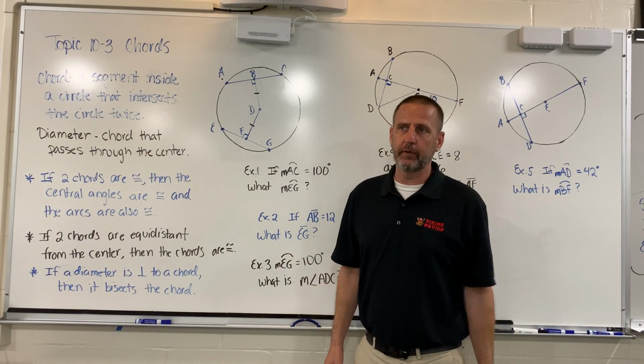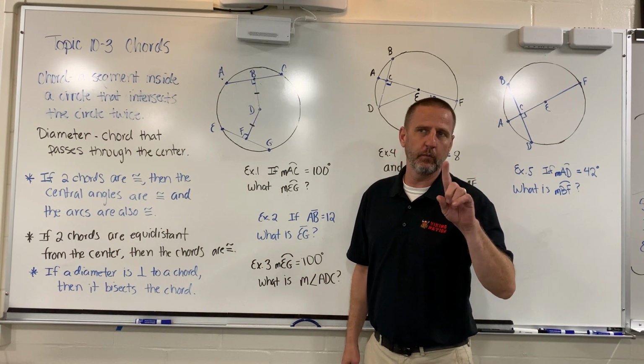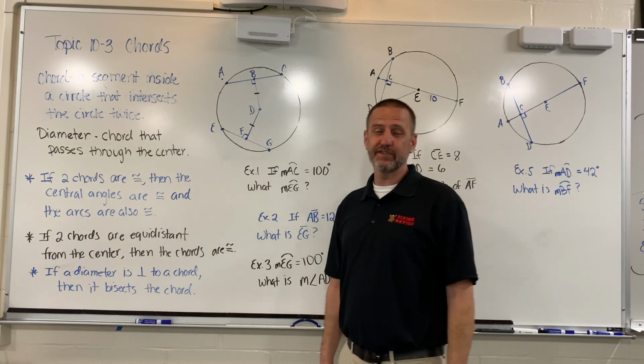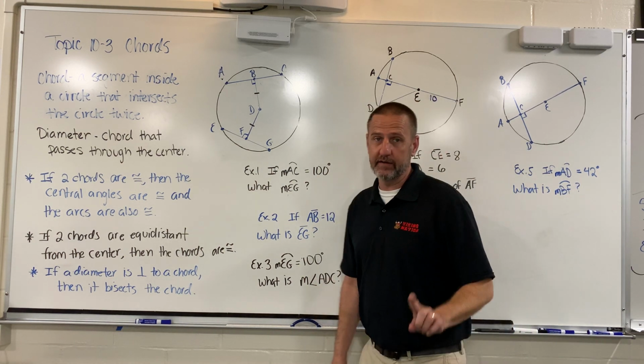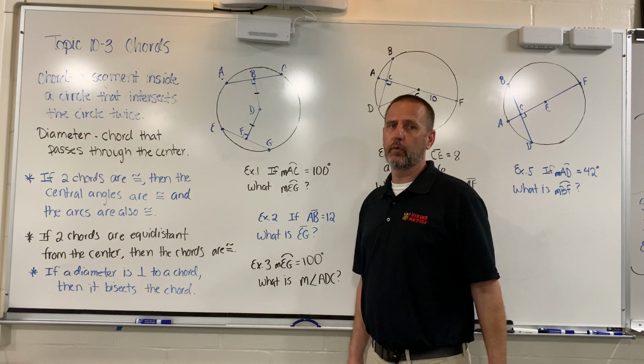In our last lesson, we went over something called tangent lines, which were lines that intersected a circle at exactly one point. And today we're going to be looking at something called a chord, which is a segment, not a line, a segment that intersects a circle at 2 points.